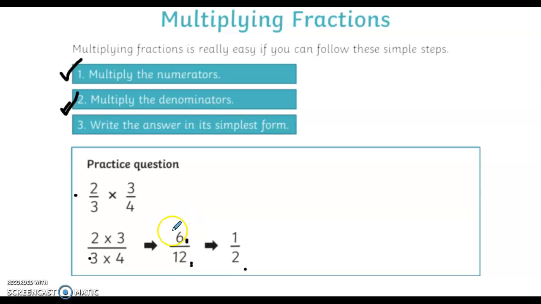So that brings my answer to 6/12, which is fine, that answer is correct, but to push myself even further with my learning, I need to write the answer in its simplest form. Now 6/12, I know that 6 is half of 12, so that is equivalent to 1/2. 6/12 is the same as 1/2. So that's what you're going to be doing today.